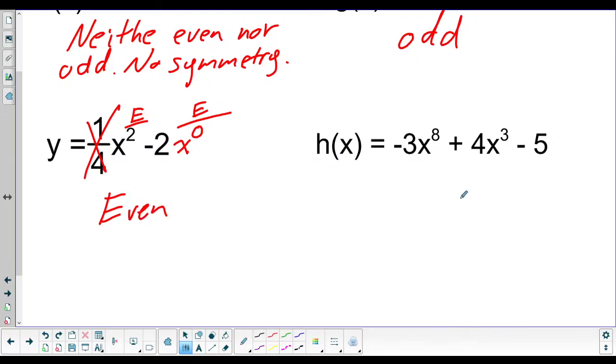All right, h of x. We have an 8, we have a 3. We can stop there because this is even, this is odd. We have a mixture. This is neither. It's not even, it's not odd. It has no symmetry. And there you go. There are your notes. That's what you've got to know. So hopefully that one's not too bad. That's a little bit short.